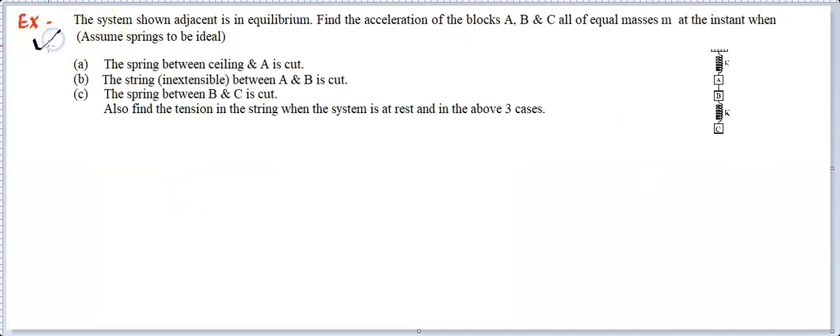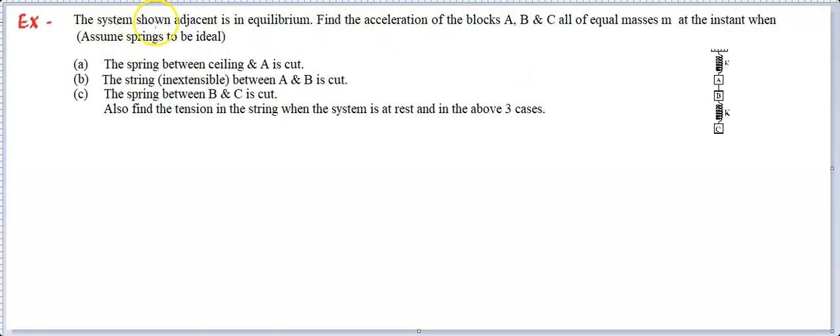In this problem you will be learning how to solve those questions in which some string or spring is cut. If a system is given to us and something is cut or broken, what happens then after? So this example will help you to learn that point.